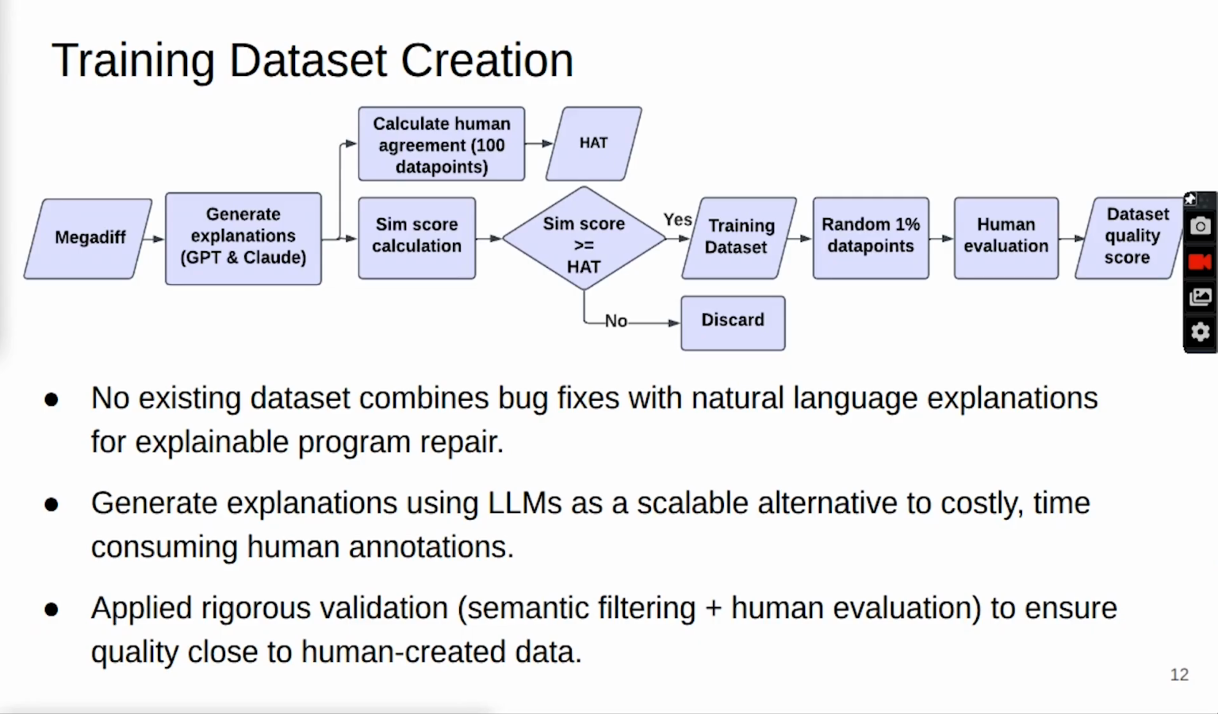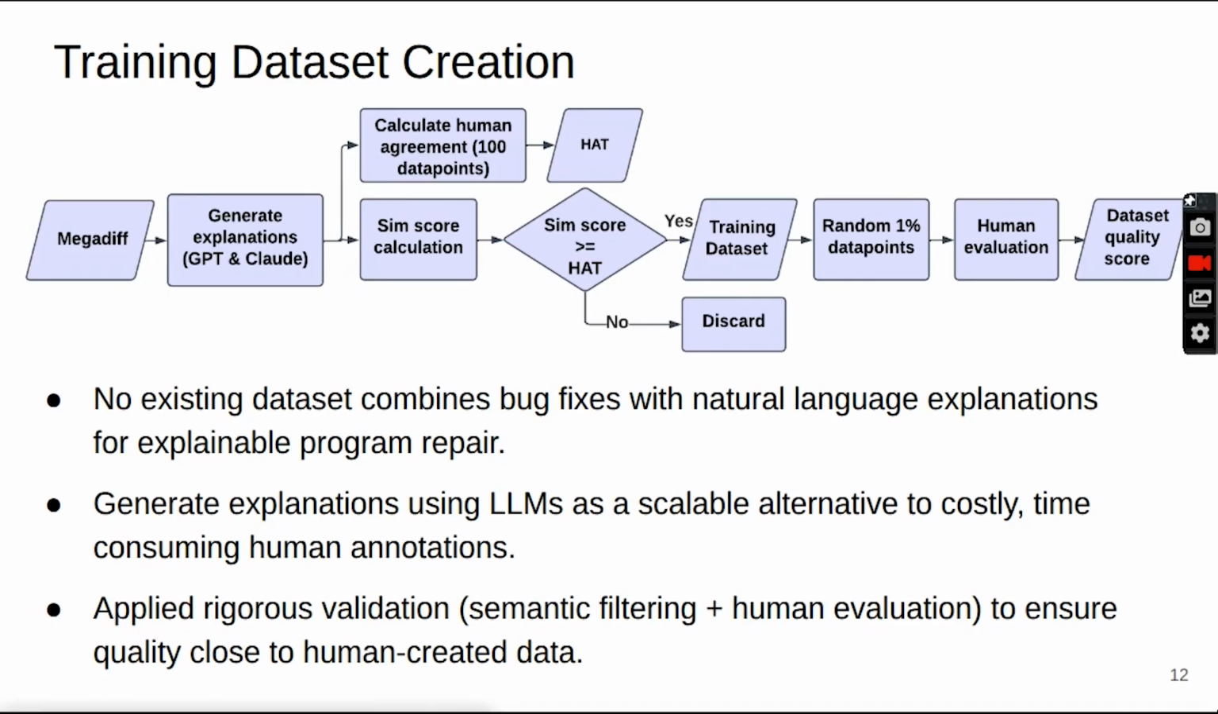This diagram indicates the dataset creation methodology. Since no existing dataset combines bug fixes with natural language explanations for explainable program repair, and human annotation of the explanations for code fixes is expensive and time-consuming, we have introduced a methodology to generate the dataset utilizing existing high-end LLMs and apply a rigorous validation process to ensure the quality of the dataset.